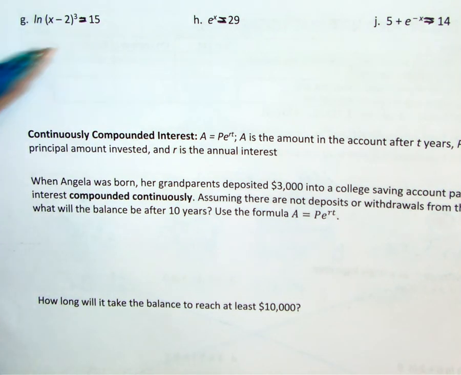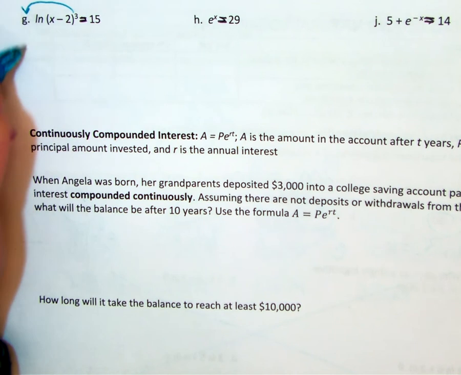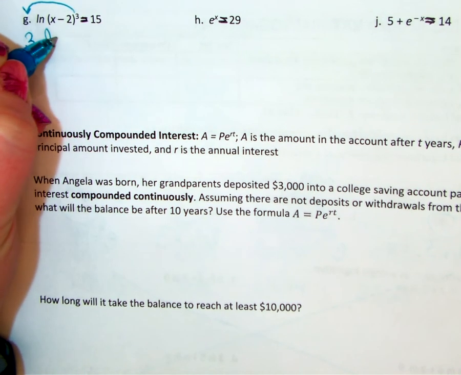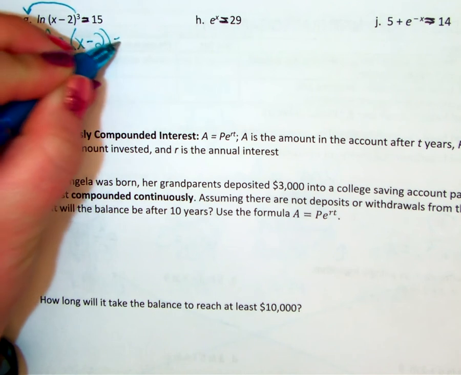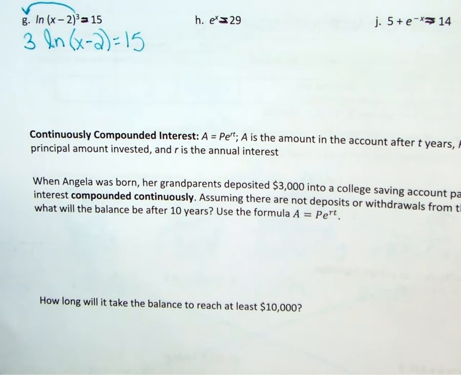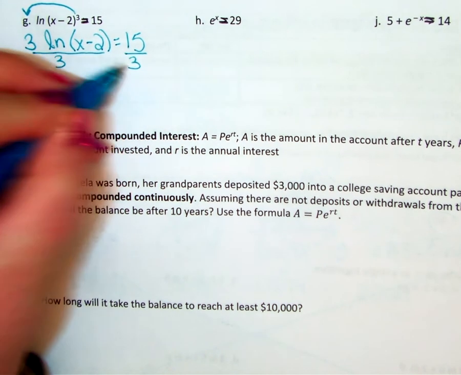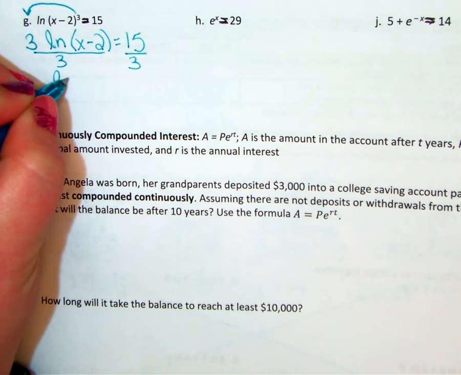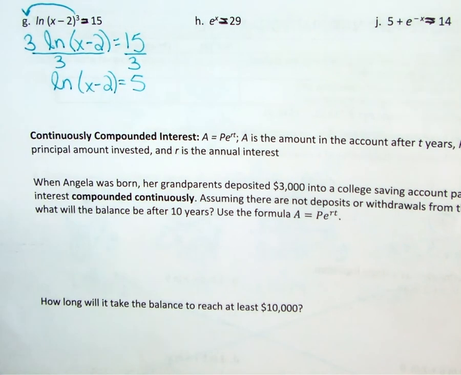So the log is already by itself. This time I'm going to use the powering property just so that we have a little change of pace here. So that means I'm going to move the 3 here. If you don't want to do the powering property and would prefer to just change forms, that's up to you. But since it's a similar problem to what I just did, I'm going to try the other way to solve it. So that means I have to divide by 3 on both sides. And I have natural log of x minus 2 equals 5.